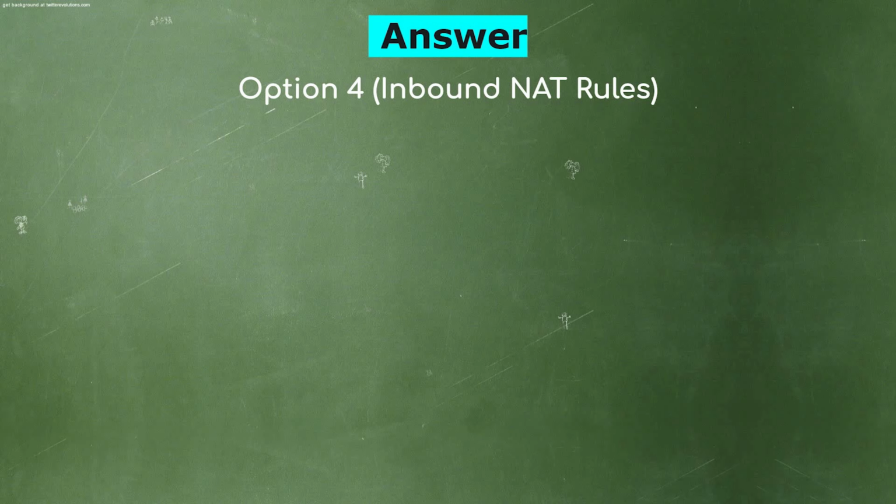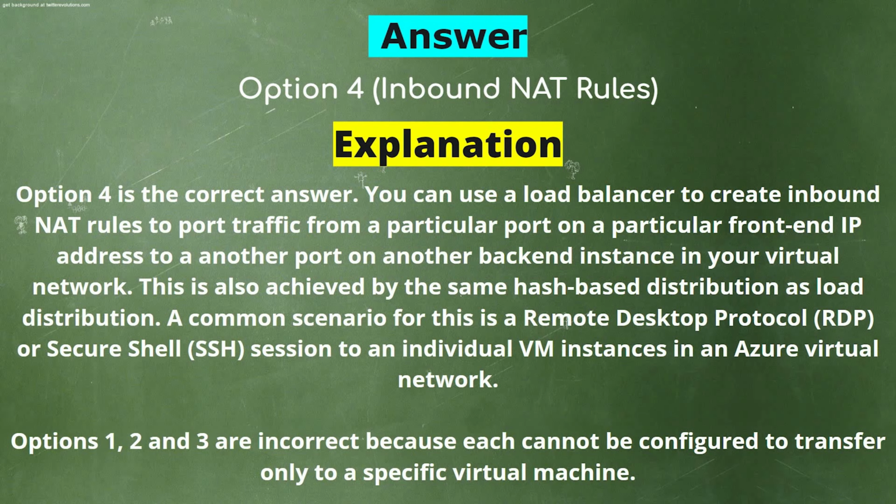Inbound NAT rules. Explanation. Option 4 is the correct answer. You can use a load balancer to create inbound NAT rules to port traffic from a particular port on a particular front-end IP address to another port on another backend instance in your virtual network. This is also achieved by the same hash-based distribution as load distribution.